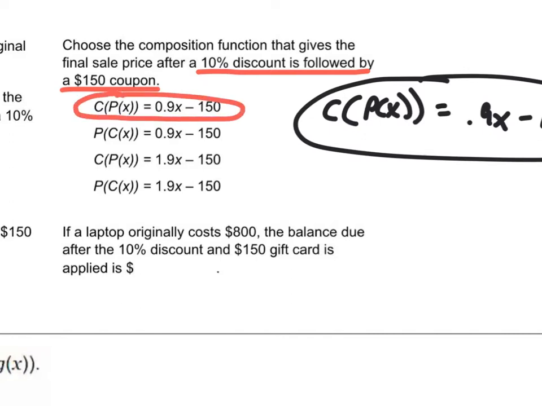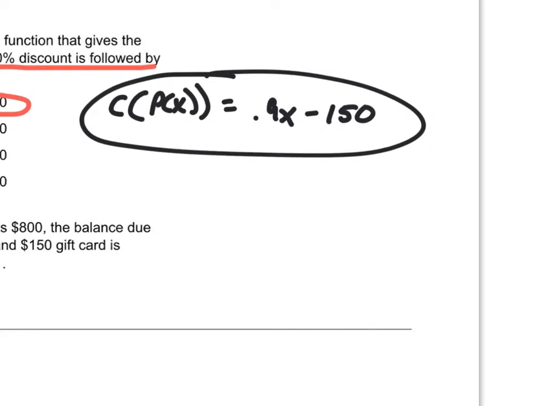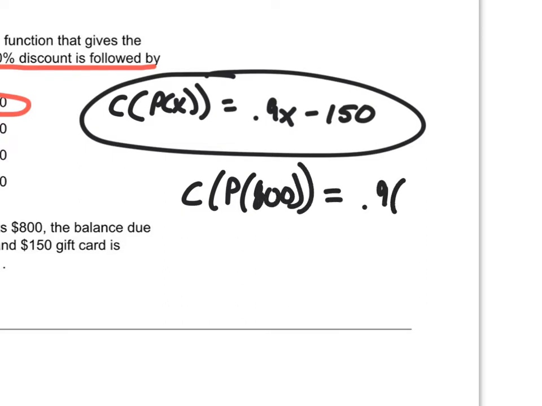P of x. Then it says, if a laptop originally cost $800, the balance due after a 10% discount and the $150 gift card is applied is what? So I'm going to physically plug $800 into this cost function. Really, I'll just do it up here: C of P of 800. I'm going to plug that in and get 0.9 times 800, take 90% of that, and then subtract off 150.